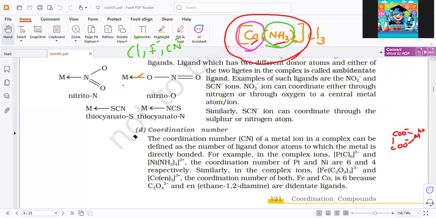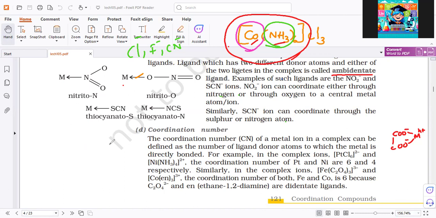Now coming to the term called ambidentate ligand. We have learned about unidentate ligands, bidentate ligand, polydentate ligand, and now there's a term called ambidentate ligand. What is this? A ligand which has two different donor atoms, but at a time only one donor atom is used for forming the metal ligand bond. Such a ligand is known as an ambidentate ligand.